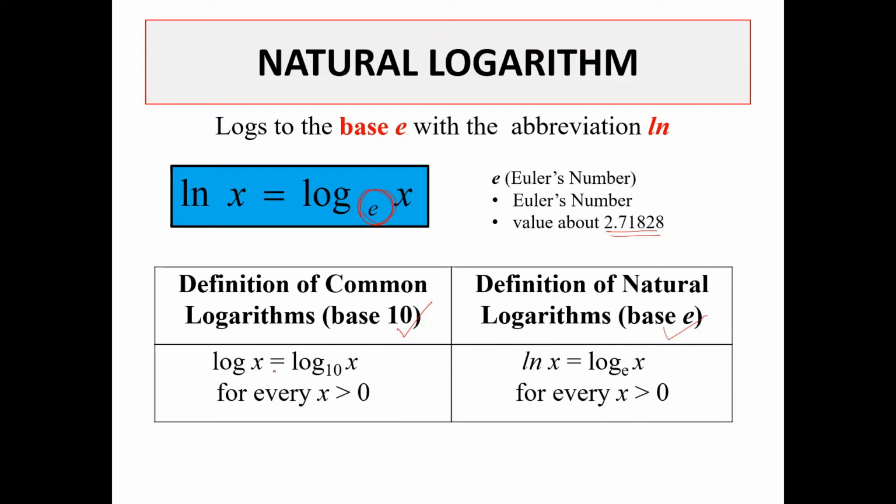Okay, for the common log, we will write log x without mentioning any base. So that means the base is 10. So log x base 10. But for natural log, we just write ln x. So that means log x base e. That's it. That is the simple definition of natural logarithm, or we call it LN.